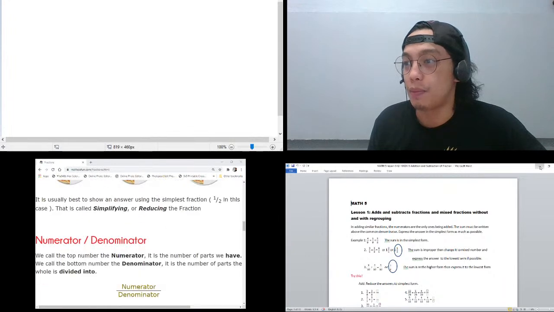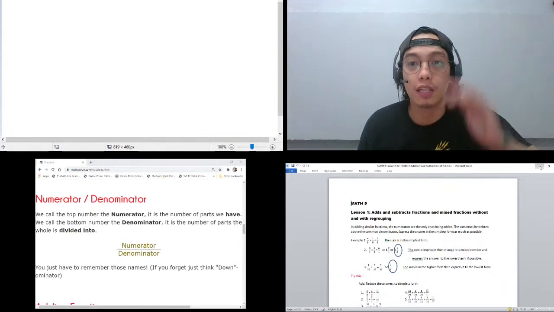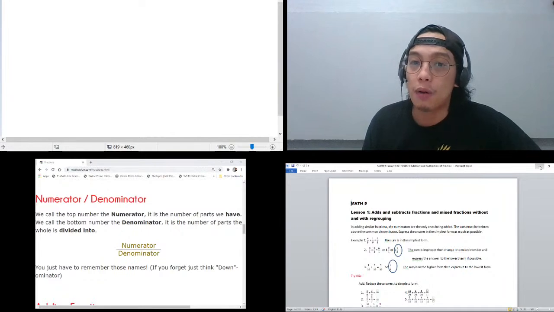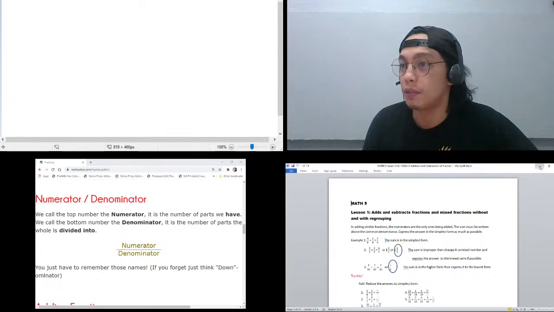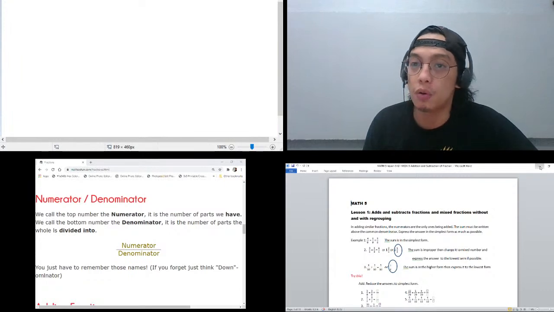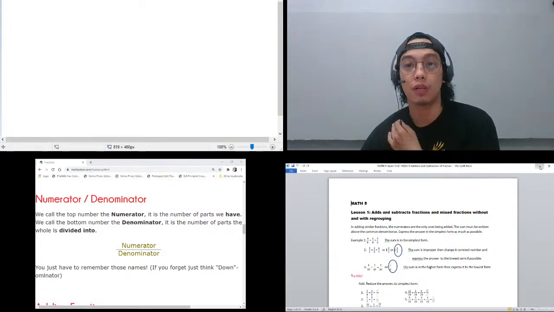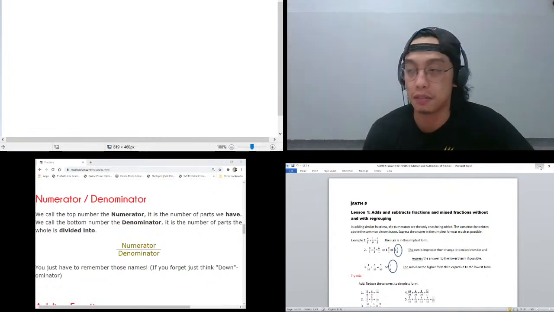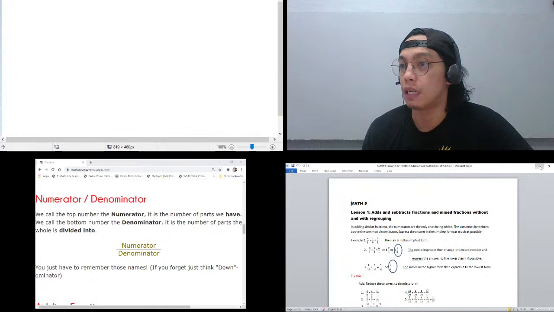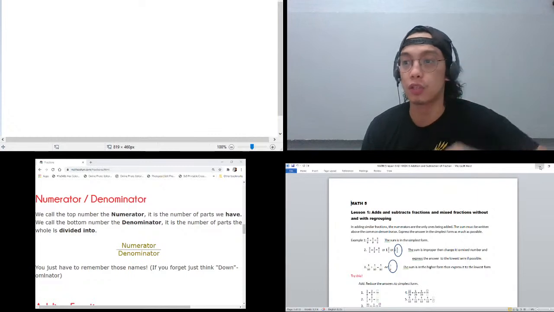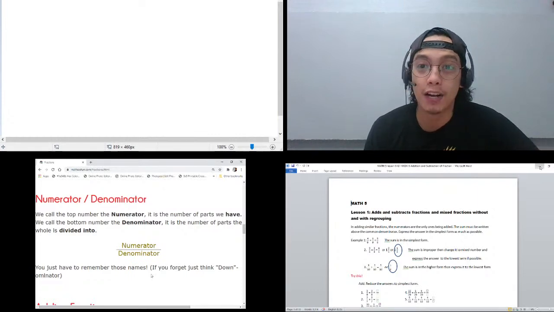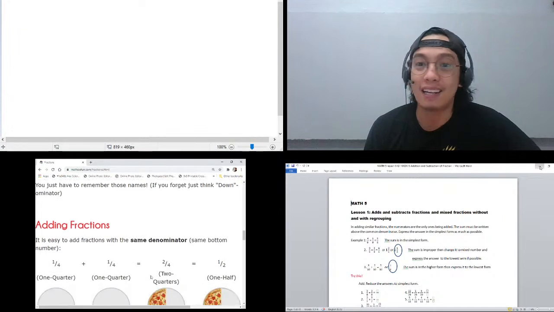Now, these are fractions. So in our fraction, we have the numerator and the denominator. What we call the top number is the numerator, and the bottom is the denominator. The denominator is the number of parts the whole is divided into. The numerator is the number of parts we have, how many parts you got. So numerator over denominator is our fraction. So now, adding of fractions. Let's go to the module now. Okay.